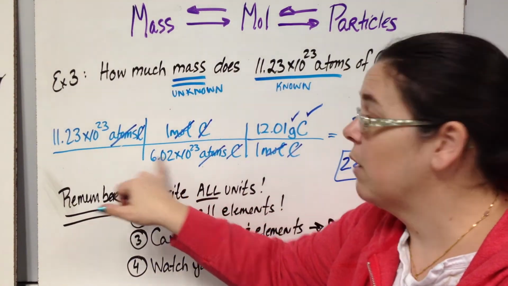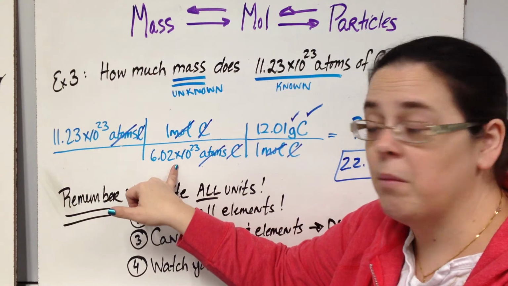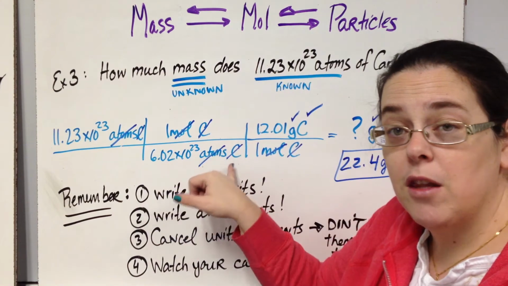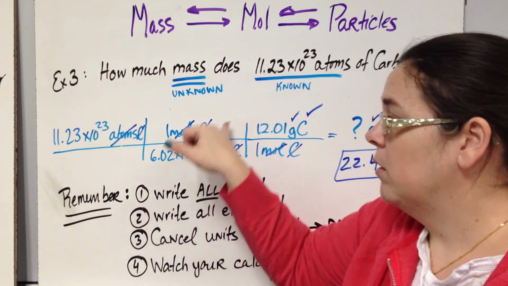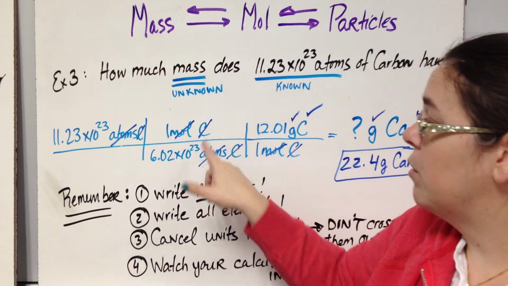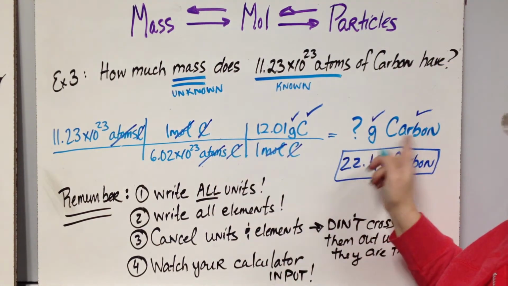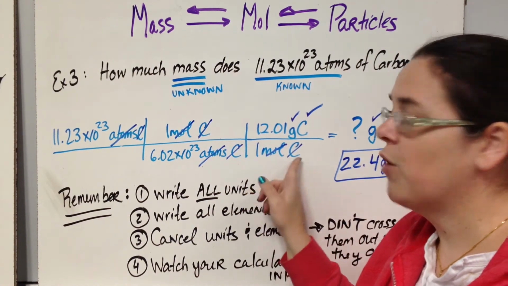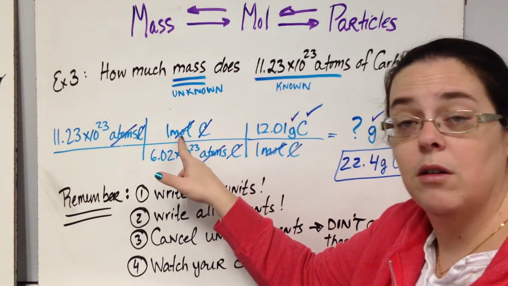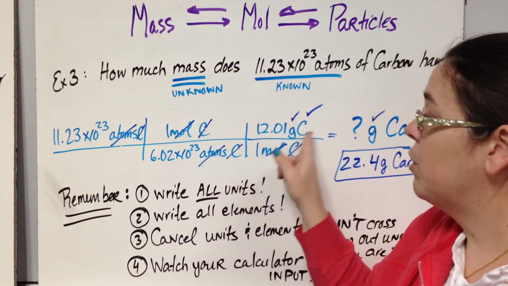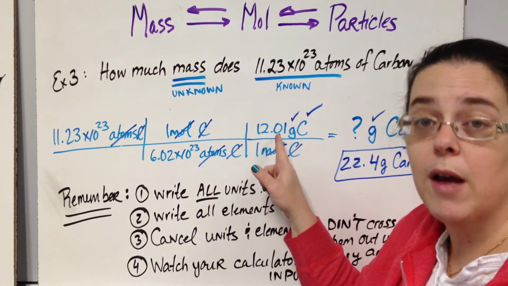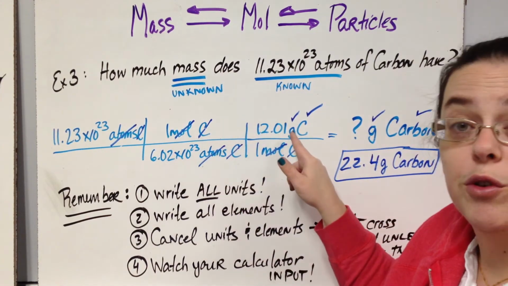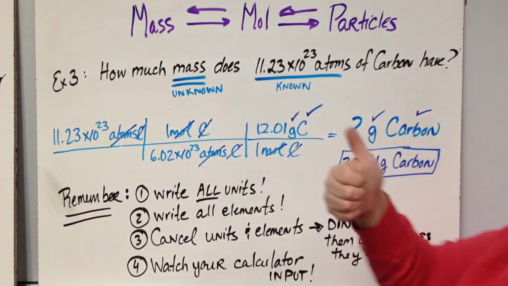Then we first want to get rid of atoms, so we have to use Avogadro's number. 6.02 times 10 to the 23rd atoms of carbon. We're putting that on the bottom so that atoms can cancel, and 1 mole of carbon goes on the top. So now we're at moles of carbon, but we need to be at grams of carbon, so we're not finished. So then we use the molar mass. We put moles of carbon on the bottom so that moles will cancel here and here. And then we put the molar mass of carbon, 12.01 grams of carbon on top. And we cancel out our units. We're left with grams of carbon, and we want grams of carbon, so that's good.